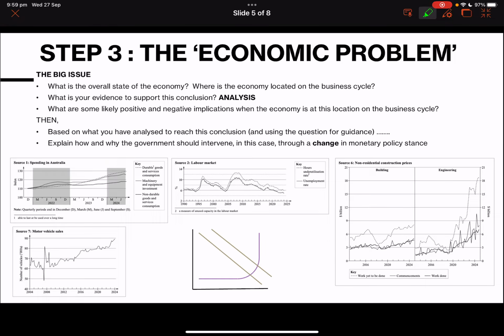Step 3 is the economic problem. What is the big issue that the question's asking you to think about? Okay? And really in these ones here, because it's macroeconomics, we want you to think about what is the overall state of the economy? Where is the economy at the moment on the business cycle? What evidence supports this? What's your analysis look like on this? And then what are some positives and negatives that can occur when we're at this point of the business cycle?